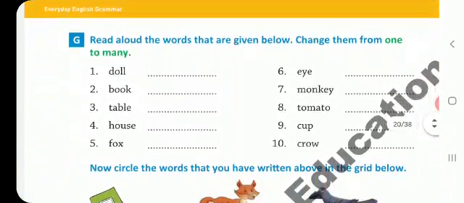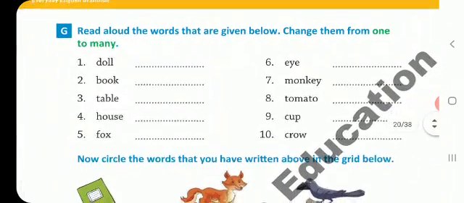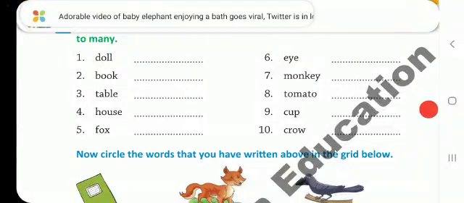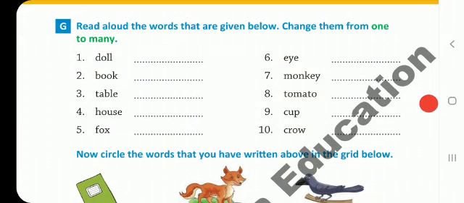Read aloud the words that are given below and change them from one to many. Now over here, we have to change from one to many, either ending with S or ES. Doll will become dolls, D-O-L-L-S. Book will become books, B-O-O-K-S. Table will become tables, T-A-B-L-E-S. House will become houses, H-O-U-S-E-S.